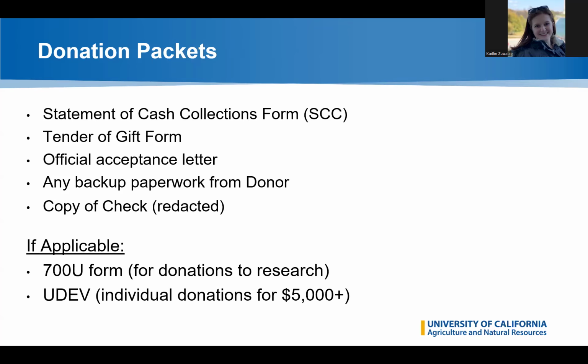Next, we're going to be going over donation packets and what is needed for gifts or donations. So, of course, we do need the SCC, the Statement of Cash Collections form, a tender of gift form, an official acceptance letter, any backup paperwork from the donor, a copy of the check with the routing number redacted, and then, if applicable, a 700U form. That is only for donations to research or a specific PI, or a UDEV, and that's for donations that are $5,000 or more.